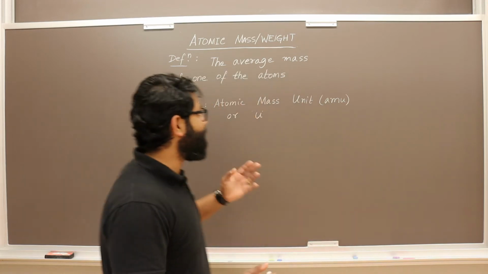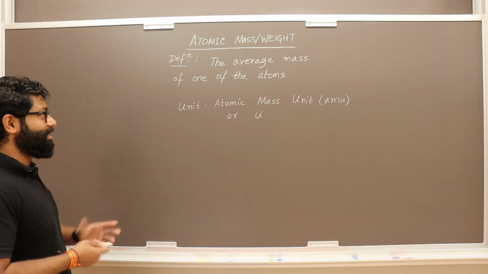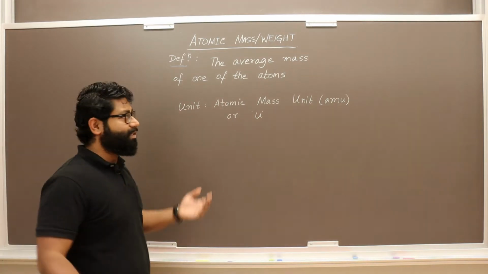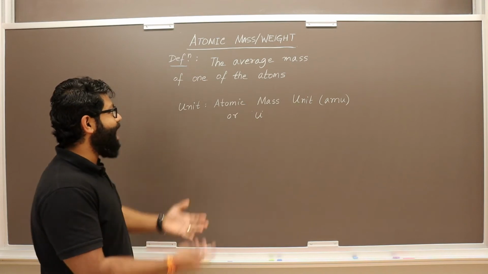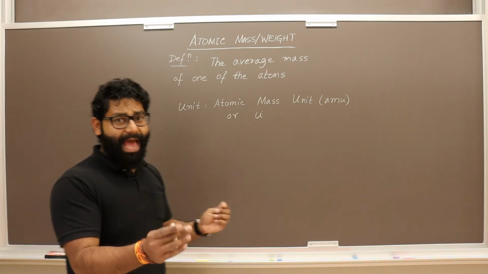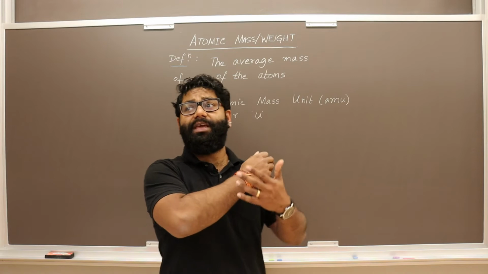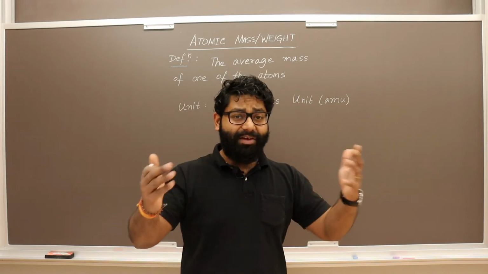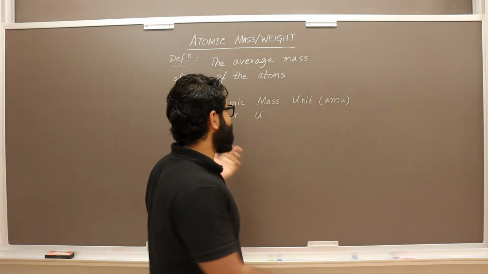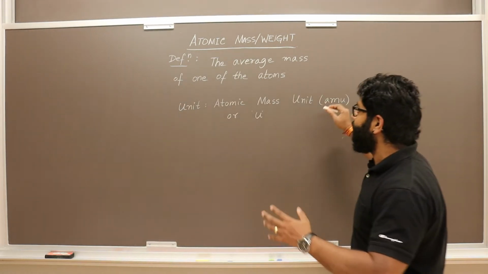So here we formally define what an atomic mass is. It's the same thing that we discussed earlier. Atomic mass is defined as the average mass of one of the numerous and countless number of atoms that are there in nature, right? So you might have a whole lot different.